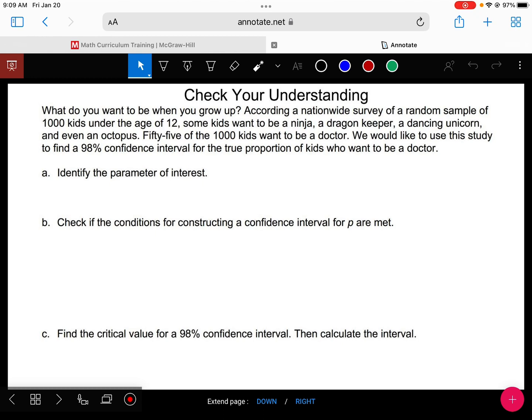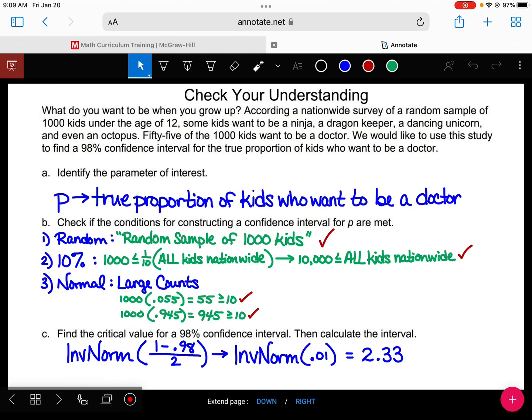And then we have to go and check the other one. So 1,000 times 0.945, 945, bigger than 10. We are good. Find the critical value for a 98% confidence interval, then calculate the interval. So our critical value is going to be 2.33.